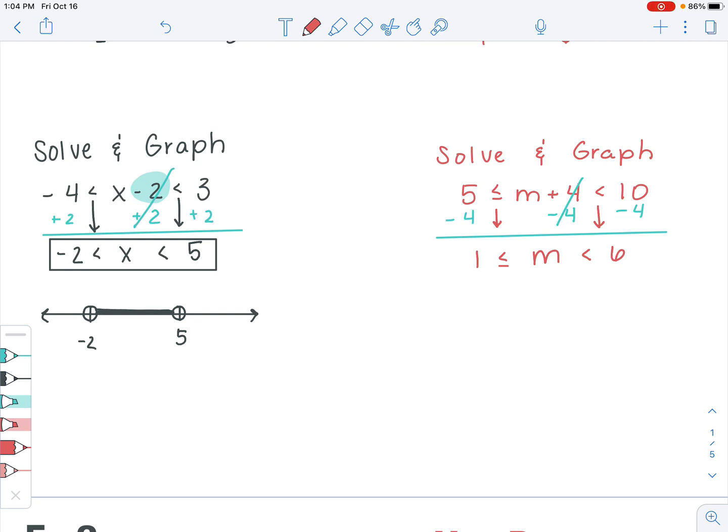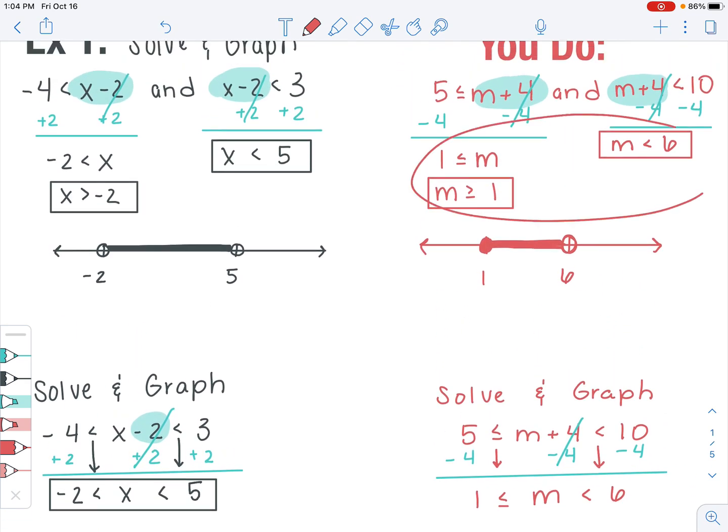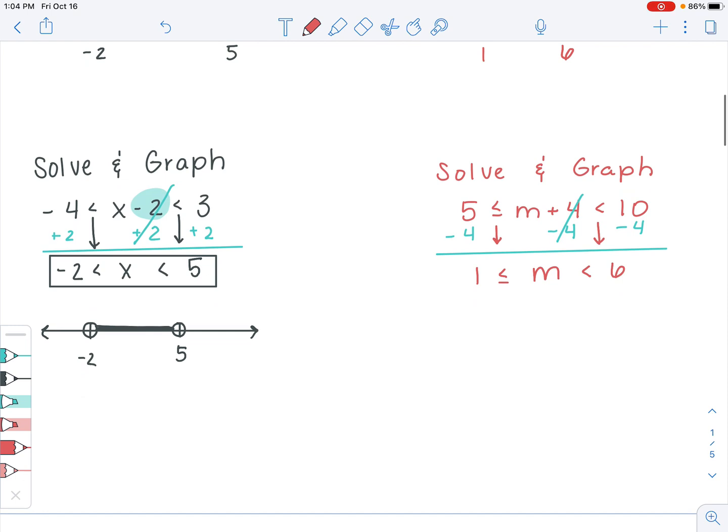And I see that I got the same thing that I got up here. It's just written all together. So I'm going to go ahead and graph it. I'm going to bring down my 1 and my 6. My 1 is going to get a closed circle because it's an equal to. My 6 gets an open circle. And I want the numbers in between. So I shade in between.